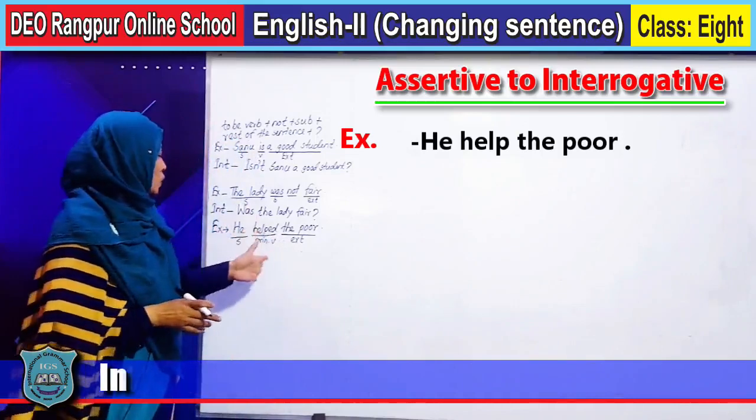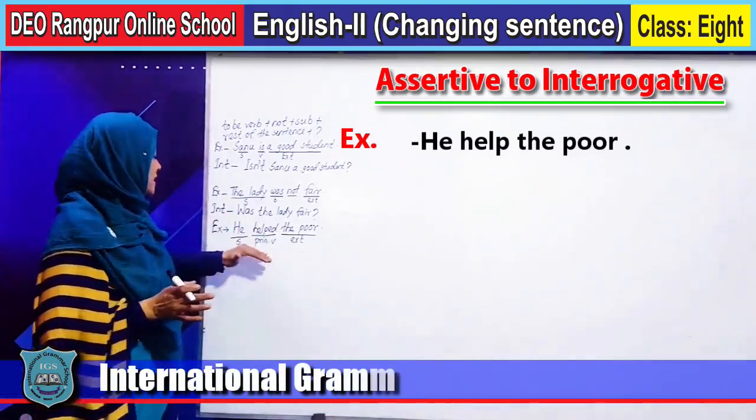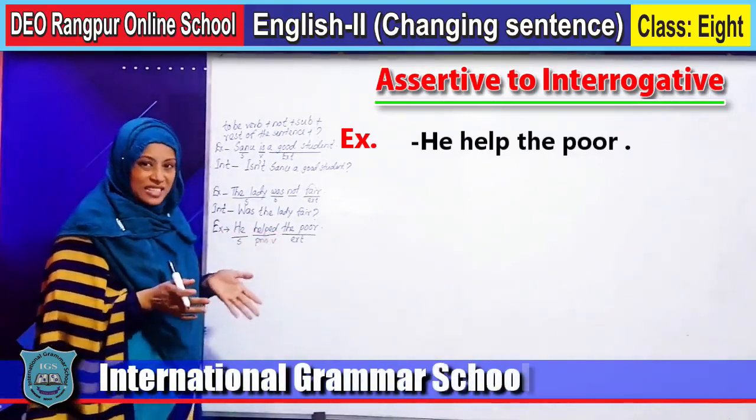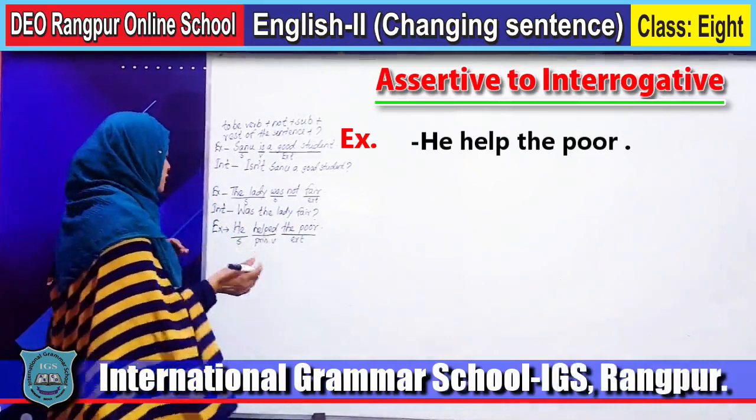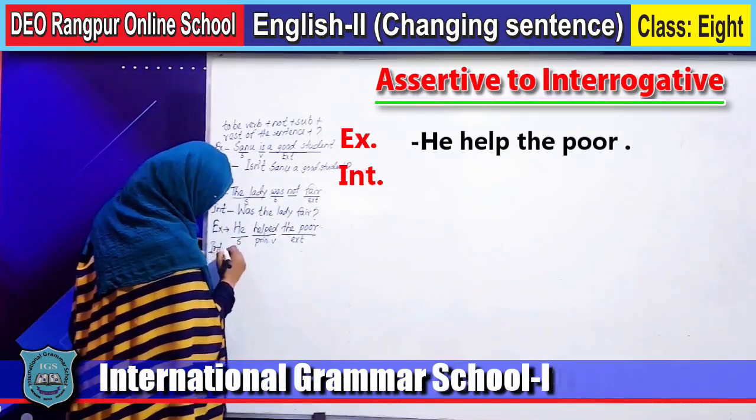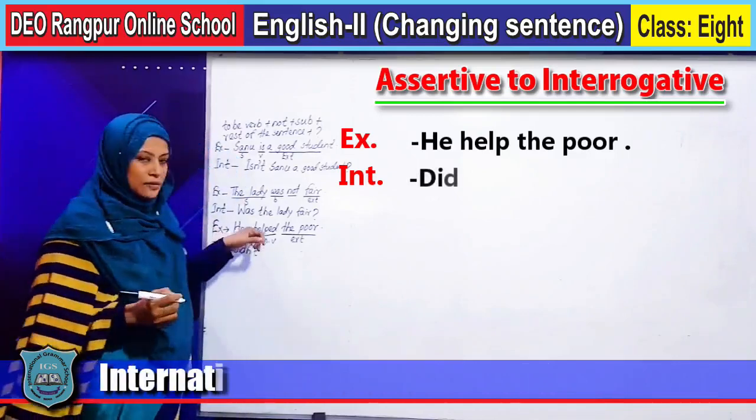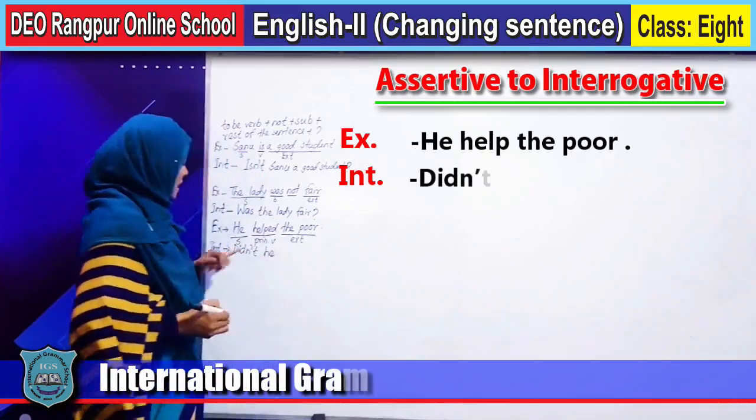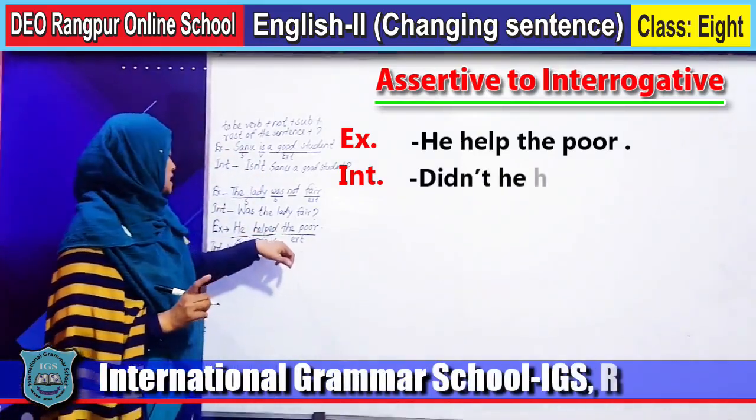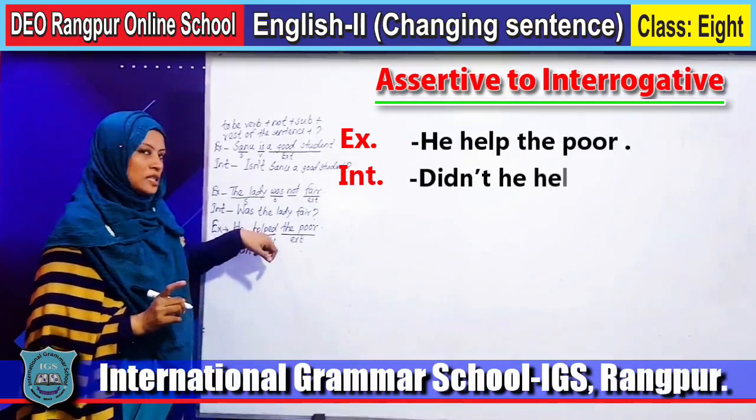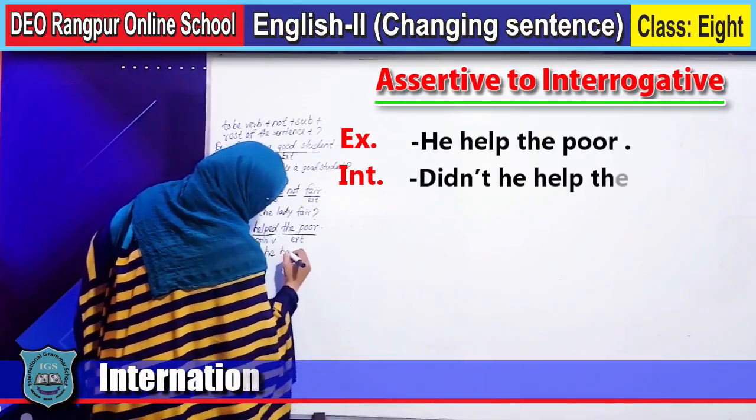So according to the rule, we will have to write don't, doesn't, didn't according to the sentence. Though the sentence is past in sense, we will take the help of the auxiliary verb didn't. Did, and then the subject he. Then according to the structure, principal verb P1, that means present form. Help is the present form of helped. Didn't he help?